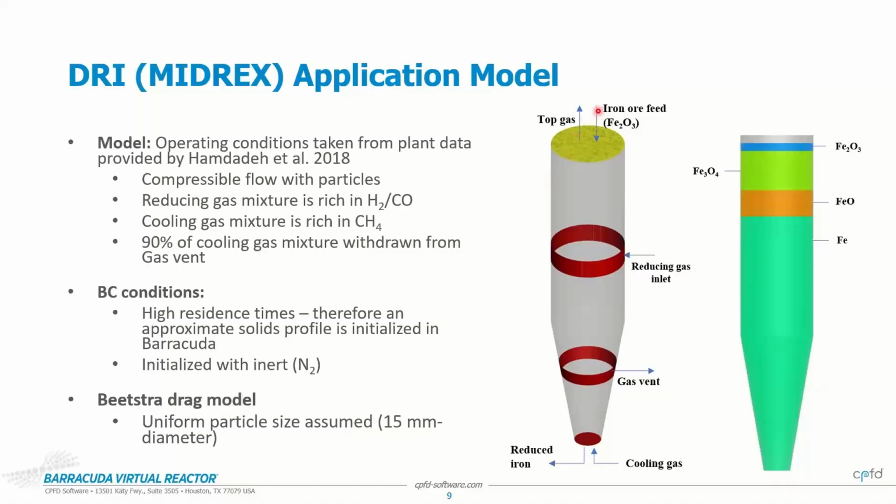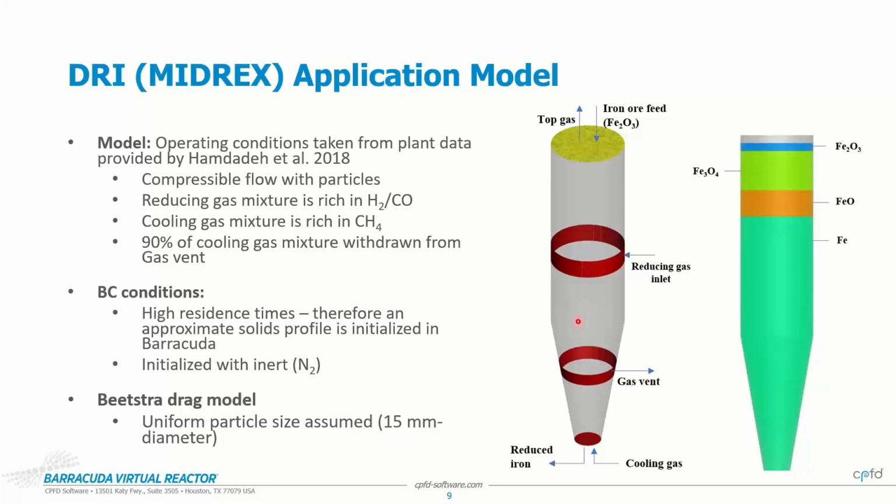As I mentioned, the feed of iron ore comes from the top. It undergoes reduction. This is where the reducing gas inlet is, where that reducing gas comes in. The reduction progresses here. The solids are transported and they interact with cooling gas in the cooling zone. That cooling gas is fed in through the bottom flow boundary condition here. The majority of that gas, about 90%, is removed through this gas vent, whereas only about 10% of that methane makes it up into the reducing zones.